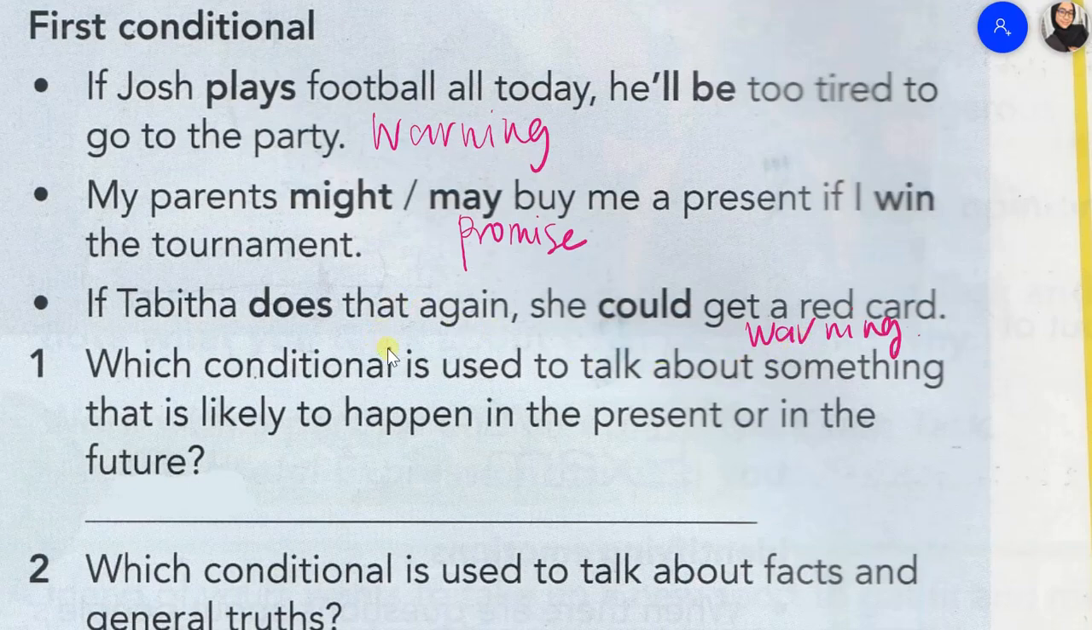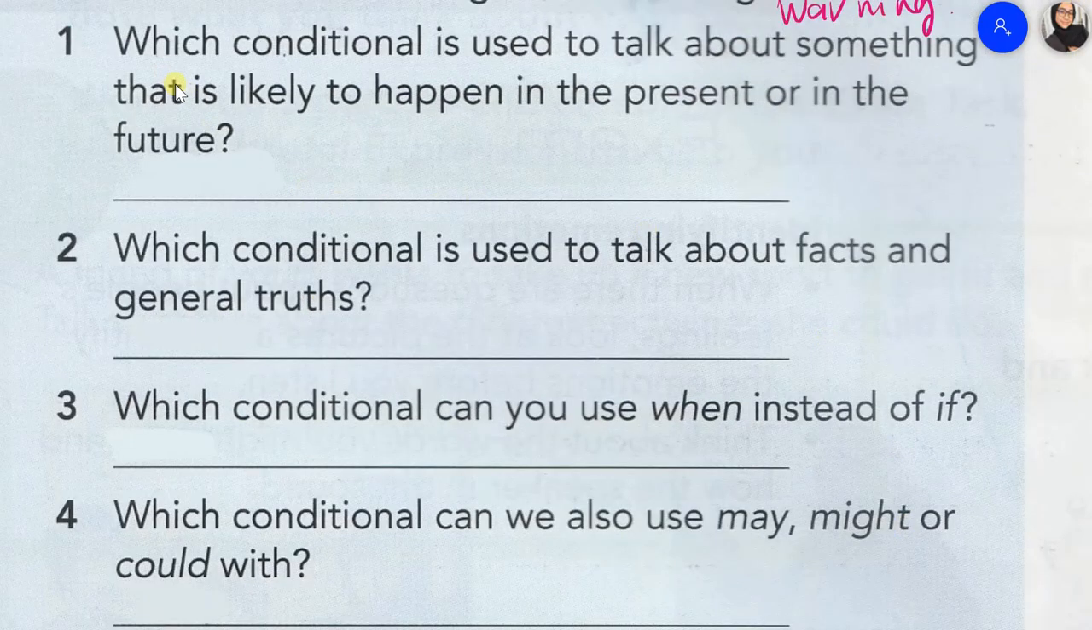Okay. Now let's answer these questions. The first question, which conditional is used to talk about something that is likely to happen in the present or in the future? Likely to happen in the present or in the future. Remember what we've discussed earlier? This is the first conditional.